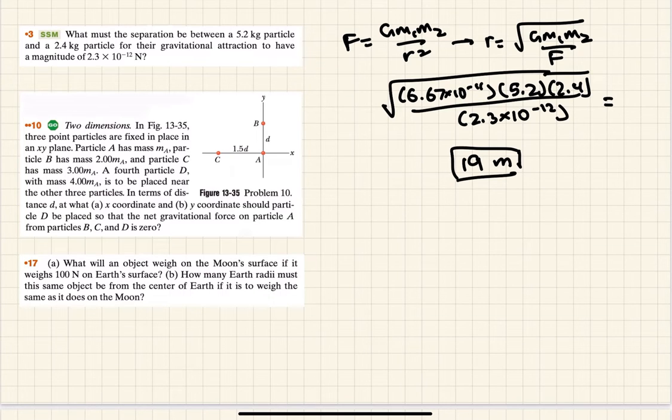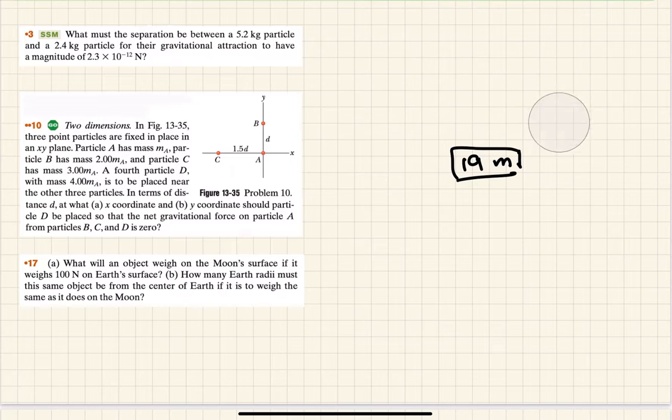And now you see why it's such a low force of gravity. They're small particles with relatively heavy masses, but they're 19 meters apart. And that's a lot of meters apart. All right. Moving on to number 10 here.